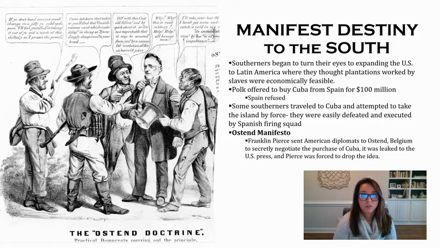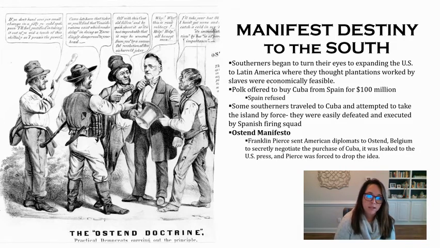So some Southerners go into Cuba because they did allow American planters to come in and help stimulate their economy. Some Southerners went into Cuba and attempted to take the island by force. They were defeated by the Spanish and executed. An important one, I think, is the Ostend Manifesto. So fast forward, Franklin Pierce is now president. Southerners are still Southern Democrats, still pressuring him to go after Cuba, to add Cuba as a slave state.